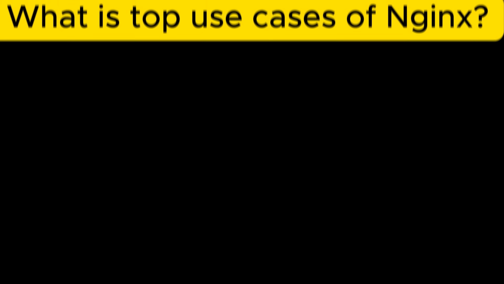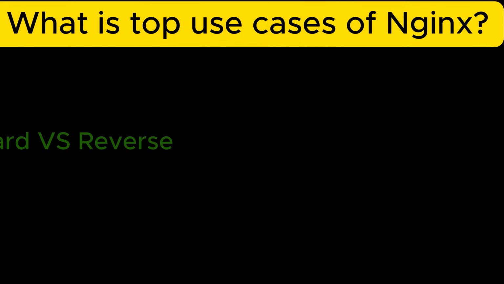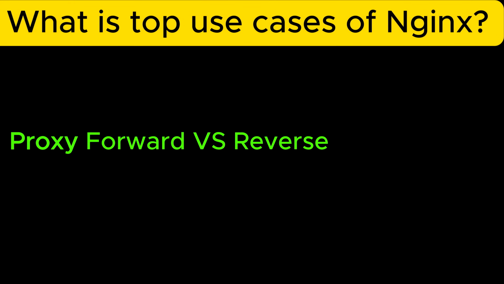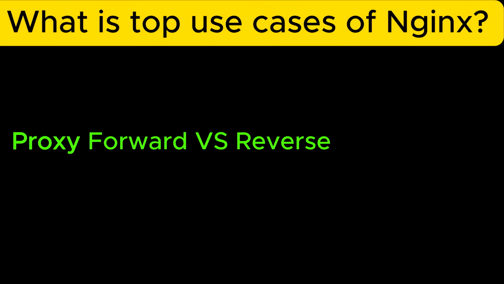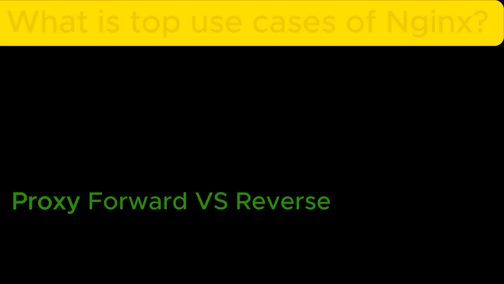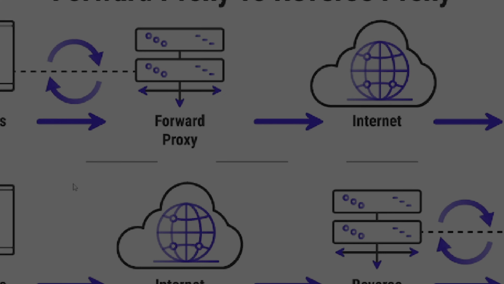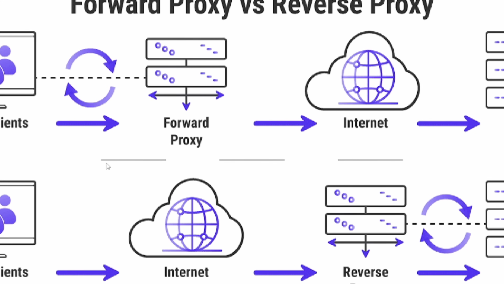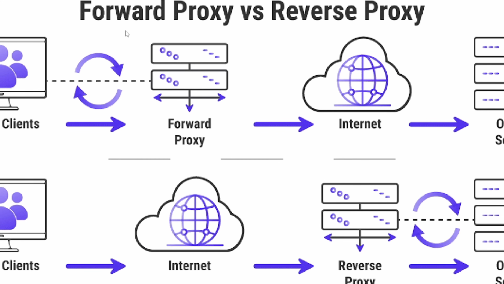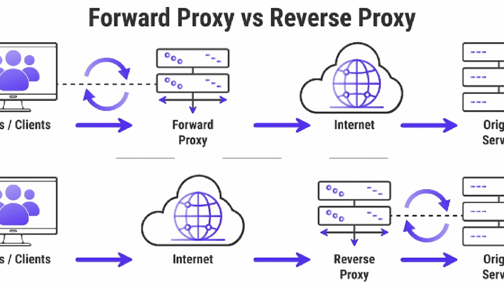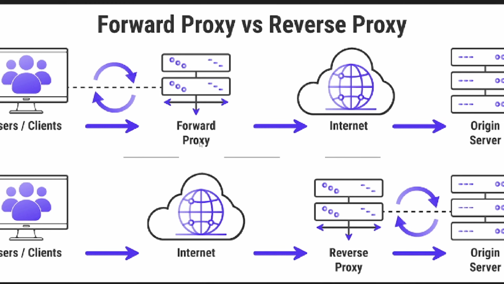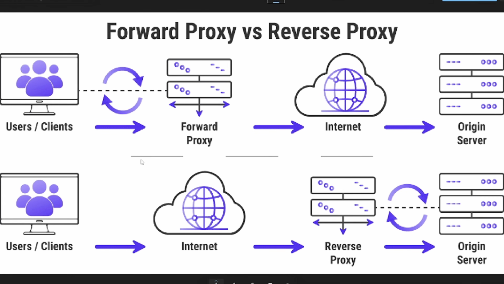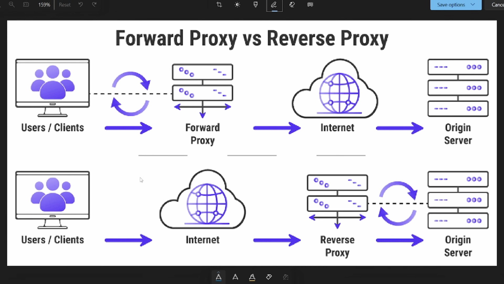Another important use case of Nginx is as a proxy, where we can use it as a forward proxy and reverse proxy. So I will again explain with a diagram. So here you can go. The very major top use case of Nginx is forward and reverse proxy. What is the difference between forward and reverse proxy? You can see here we have the same diagram. Within this diagram I will be able to explain forward and reverse proxy, and I believe you will never forget.